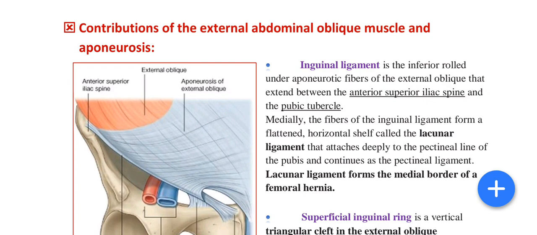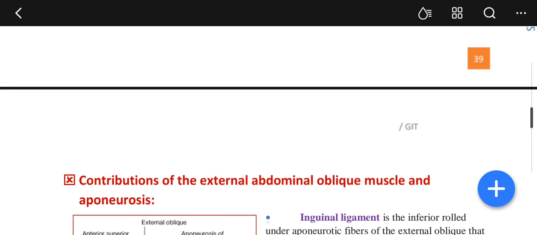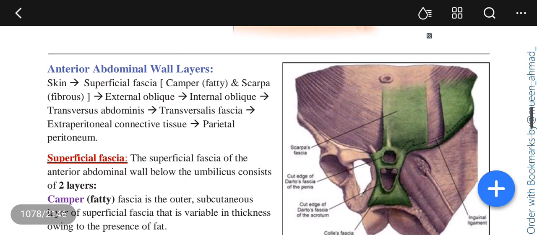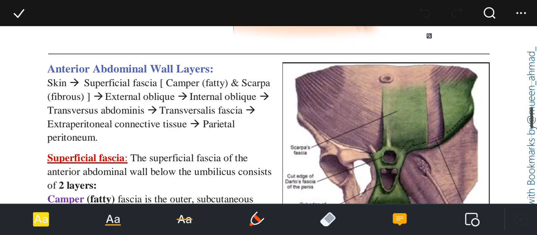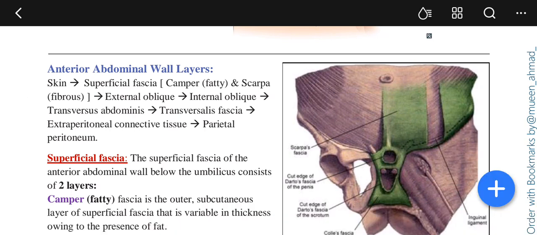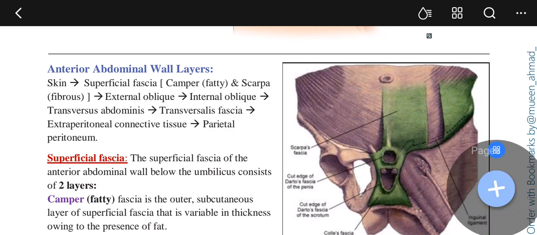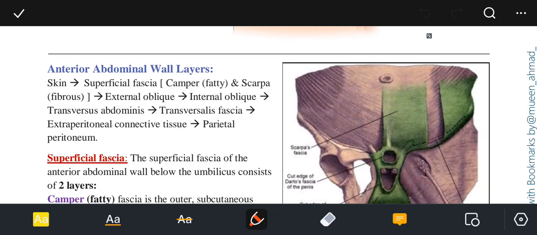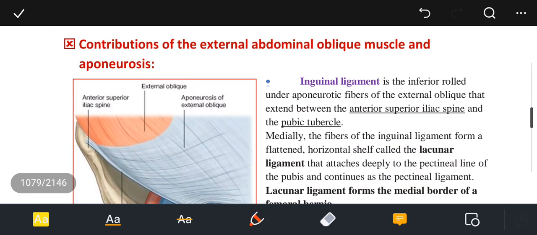Out of all the muscular layers of the anterior abdominal wall, the external oblique muscle is the outermost layer. In this session, they are saying that firstly we have the skin, then after the skin we have the superficial fascia, that is divided into Camper fascia and the Scarpa fascia. Then there is the external oblique muscle. We are right now talking about the external oblique muscle, that is lying immediately below the subcutaneous fascia. So here you can see the contribution of the external oblique muscle and the aponeurosis.